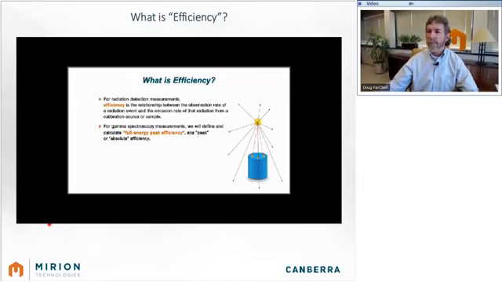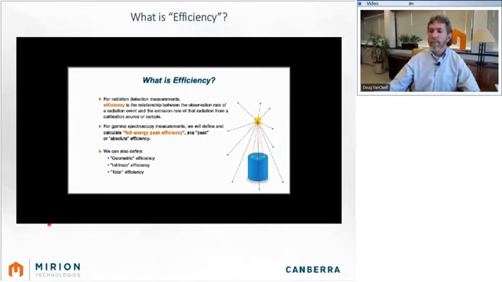For gamma spectroscopy measurements, we typically define and calculate full energy peak efficiency, also commonly referred to as peak efficiency or absolute efficiency. We can also define geometric efficiency, intrinsic efficiency, and total efficiency to each represent something different from full energy peak efficiency.